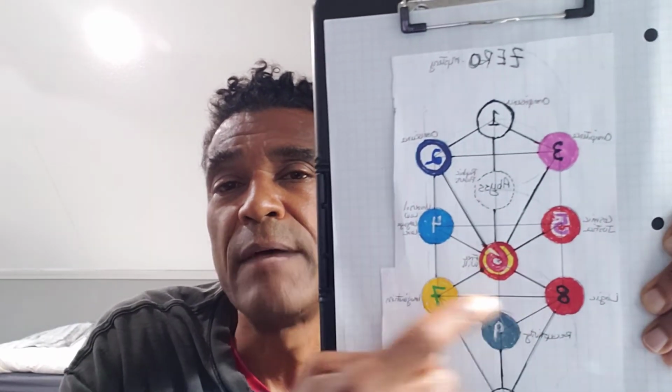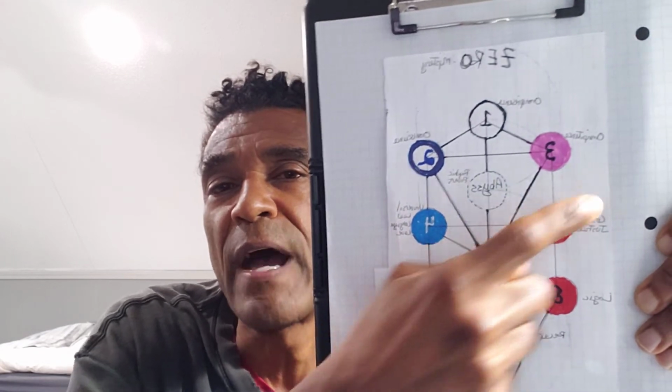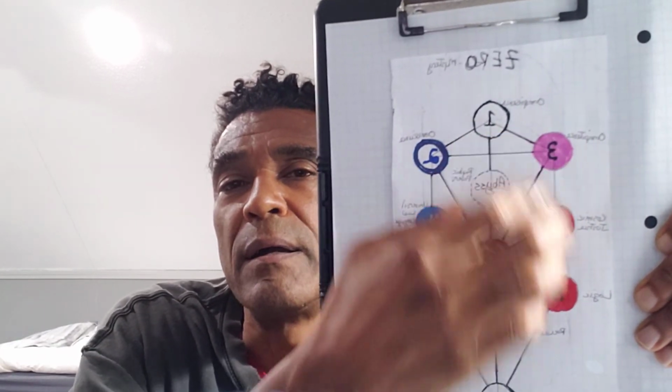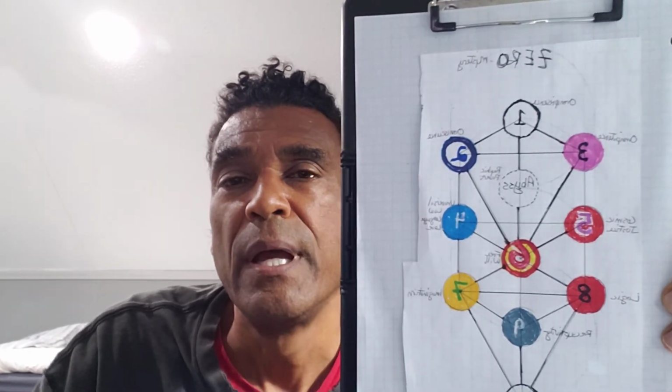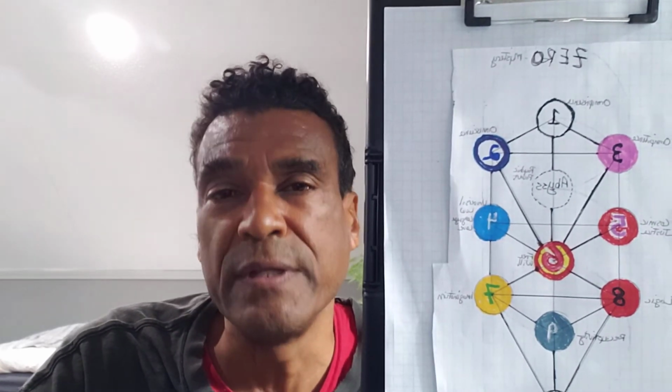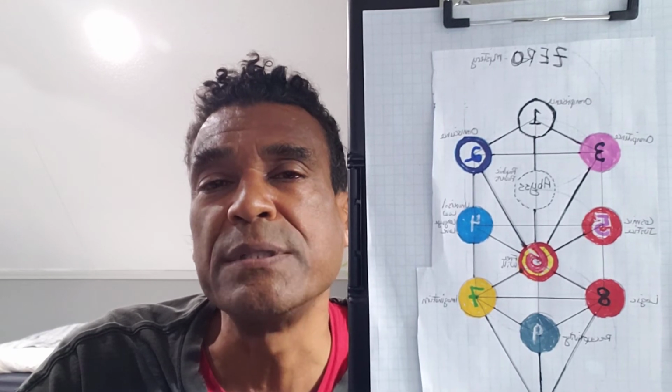So 9, 8, 7, 6, 5, 4, 3 count as long as you skip days. So you're counting downward. Now, when you go to the hours of the day, you got 24 hours in a day.